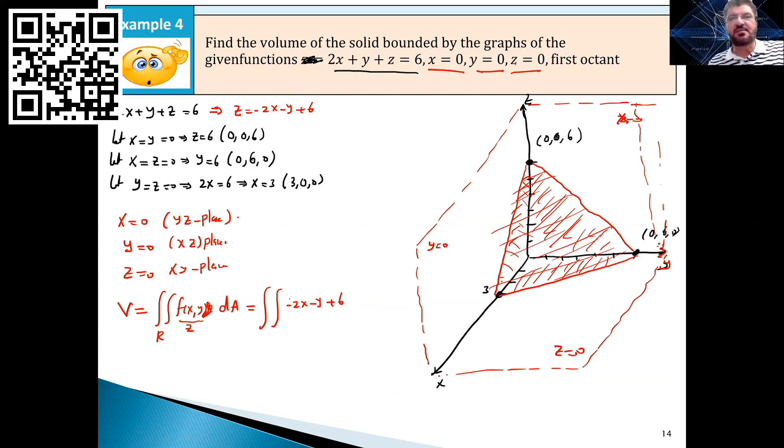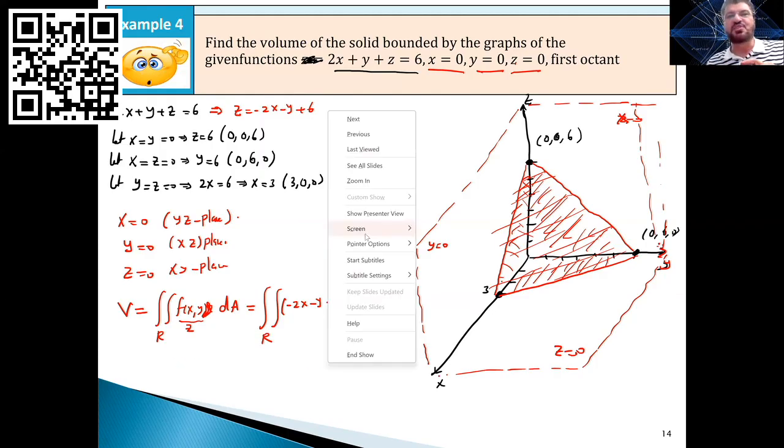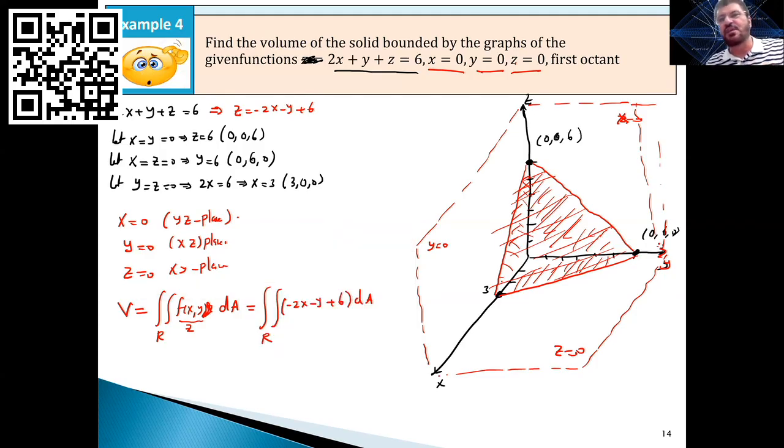Now we say this one is dA over R. The question is, where is R? Let me shade R for you. Where is the base of this solid? This is the base of the solid, guys. This is the ground. The solid is standing on the XY plane. So this is our R. It's the base of the solid, right? This is our base.